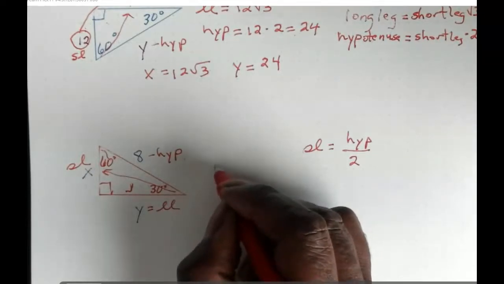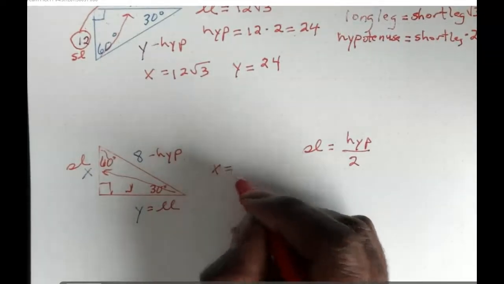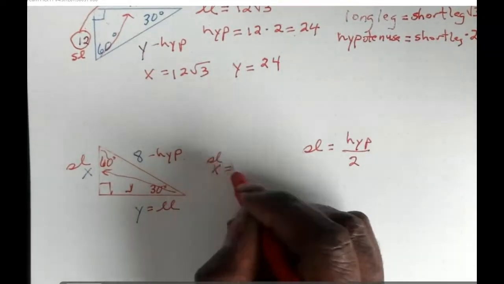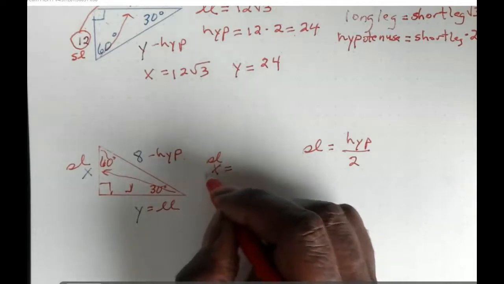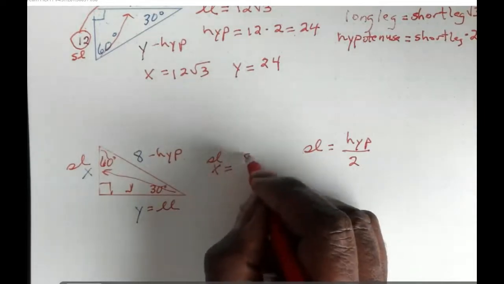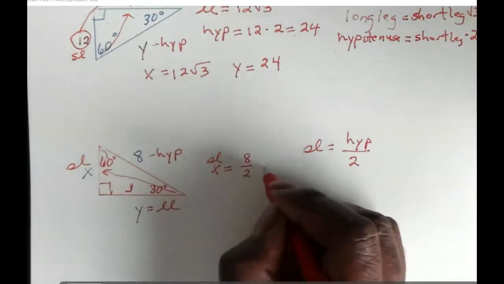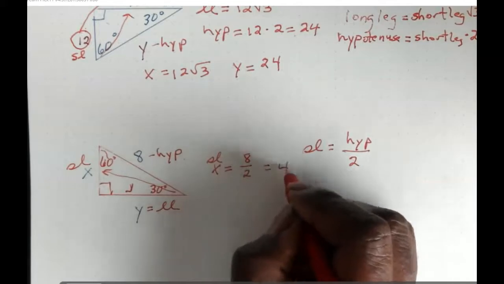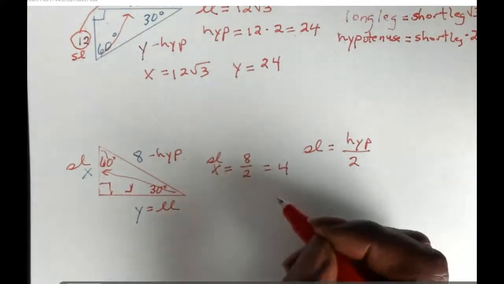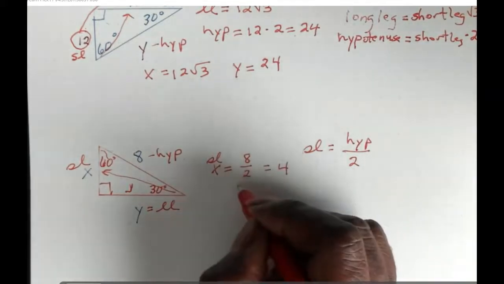So to find our short leg, which is equal to x, I'm just going to abbreviate the short leg. We take the hypotenuse and divide it by 2. And that gives us 4. Okay, so the short leg is 4.